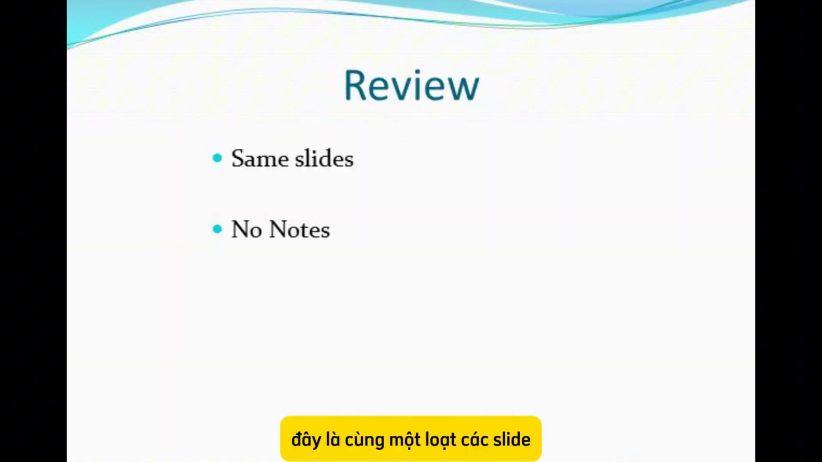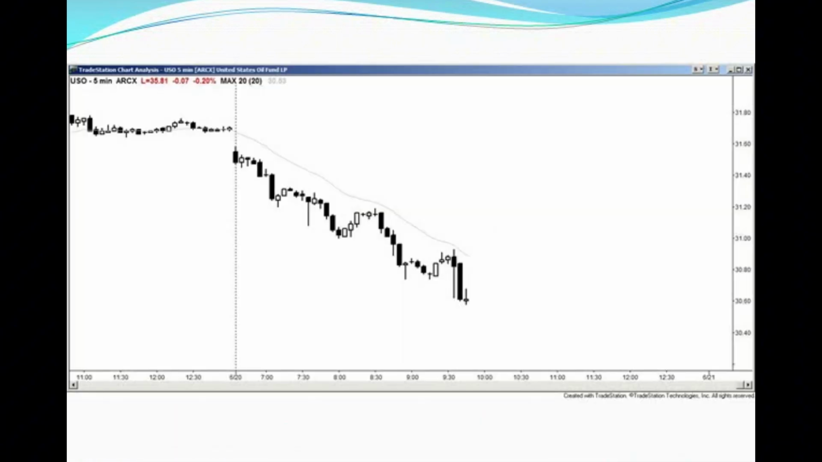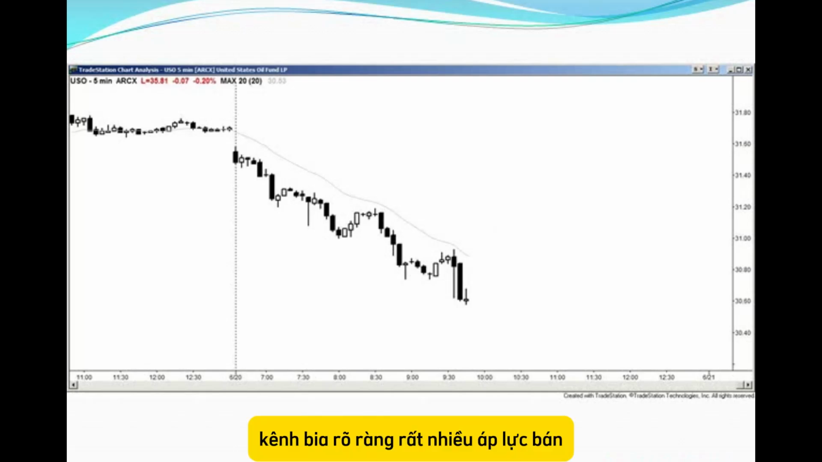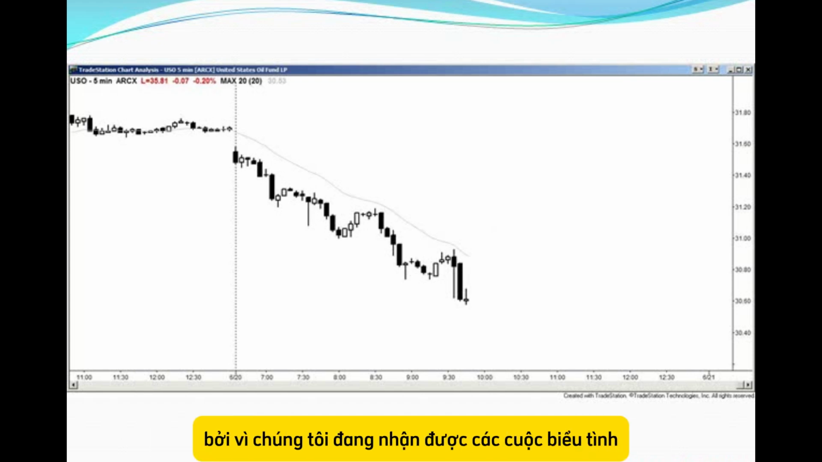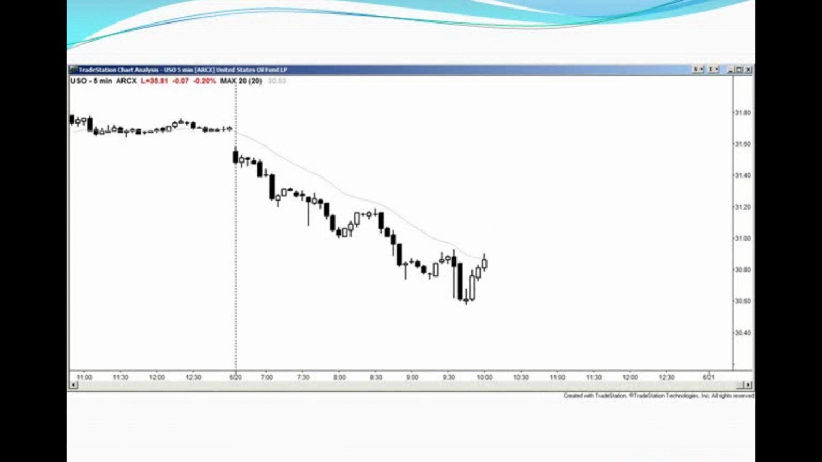Here's the same series of slides but without notes. Obvious bear channel, lots of selling pressure, not a strong bottom. However, we may be transitioning into a trading range because we're getting rallies. We're stair-stepping down, so we might get up to the moving average. Good for the bulls. Market's probably becoming always in long.